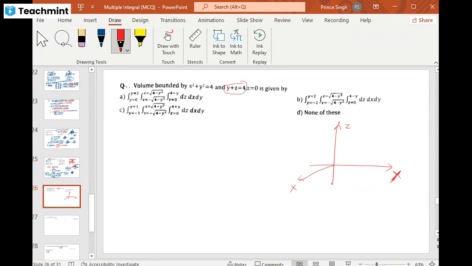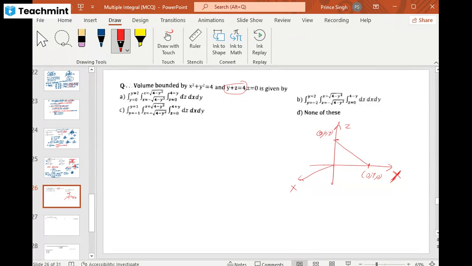So y plus z equal to 4: we write the intercept form. When z equal to 0, the value of y is 4, and when y equal to 0, the value of z is 4. So it intersects at the point 0, 0, 4. So join them. So this is the plane.